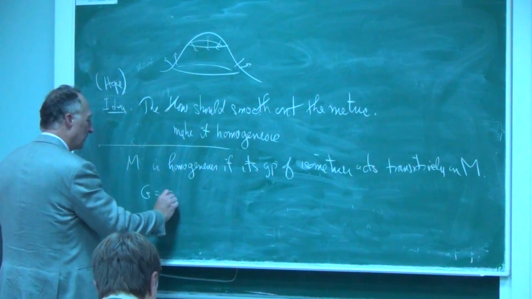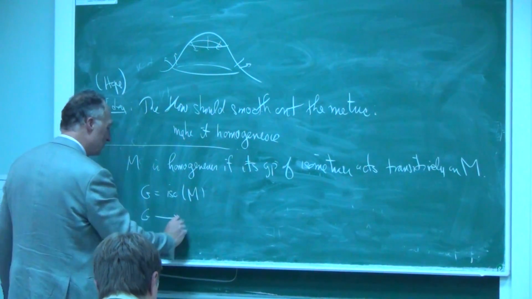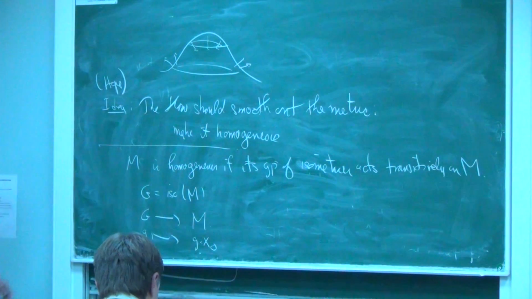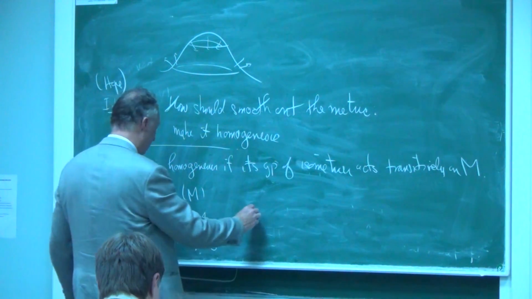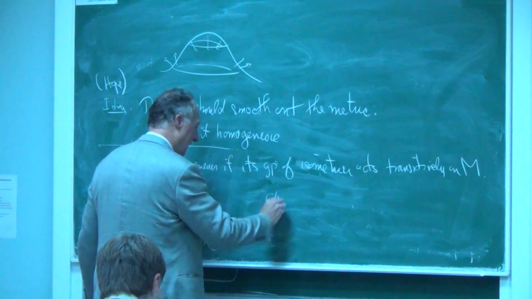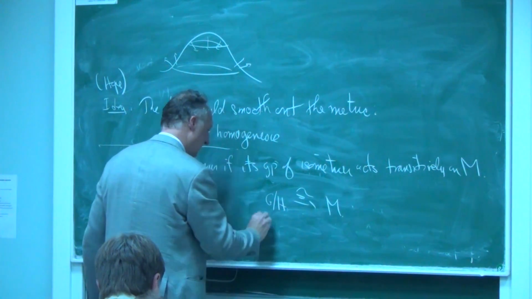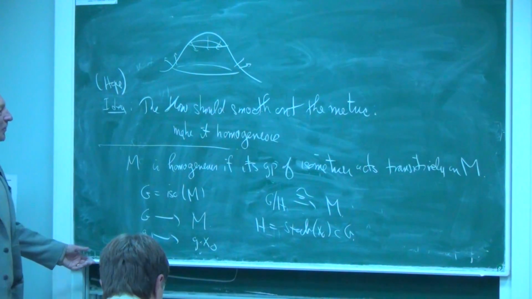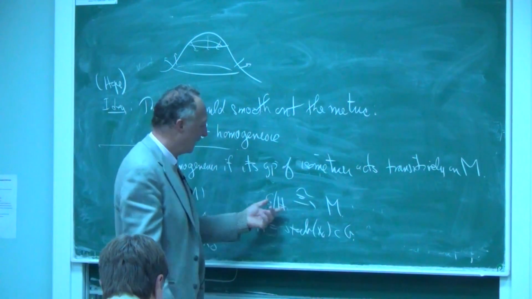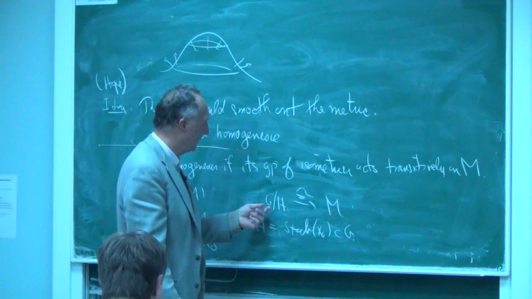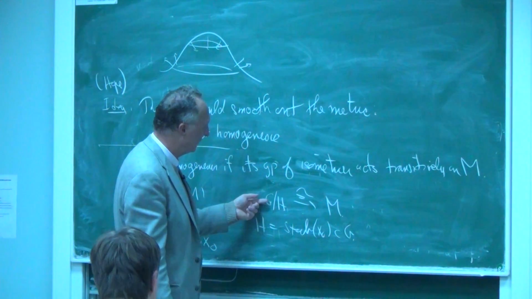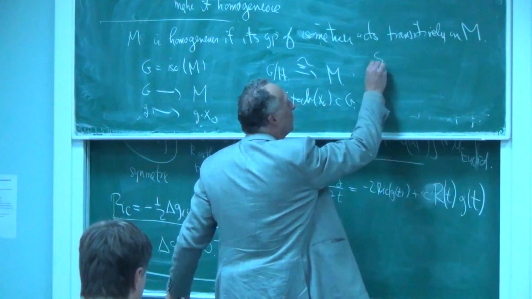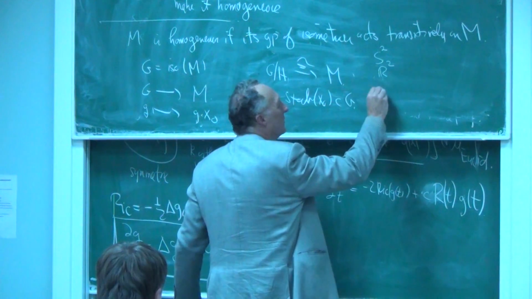Well, if G is the isometry group of M, we can define a map from G to M, which sends a group element to the image of some base point x0 under the group element, and this will give us an isomorphism from G mod H to the manifold, where H is the stabilizer of this point x0 inside G. So if you have a homogeneous manifold, it's in fact isomorphic to G mod H, and the metric here is some metric determined on the tangent space to G, some H invariant metric.